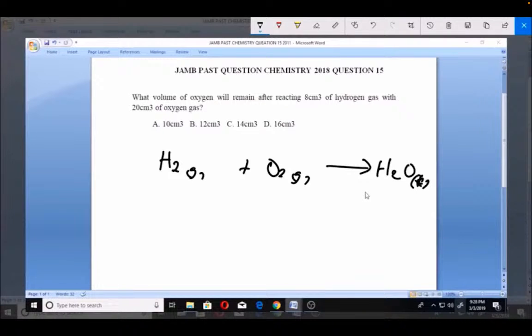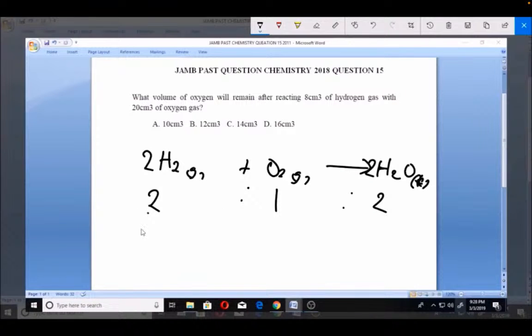Now, how do you balance this? We have 2 hydrogen here, 2 hydrogen here, 2 O2. So how do we make this O2 2? We are going to put 2 in front here. But now the H is 4, so we have to put 2 here. So you can see the ratio here, 2 is to 1. Then on this other side we also have 2. So anytime you're having 2 of hydrogen, you have 1 of oxygen.